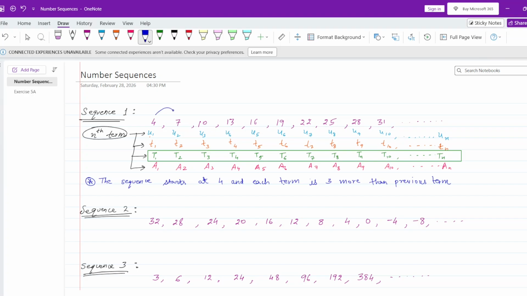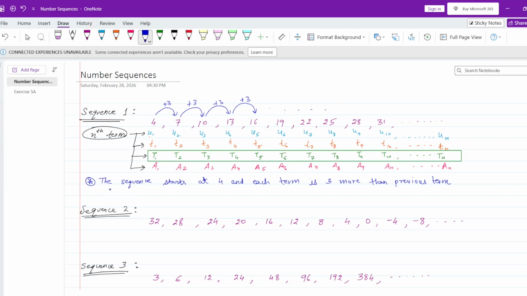Yes, we do. Each number we can get by adding 3 to the previous number. If we add 3 to 7, we get 10. If we add 3 to 10, we get 13. If we add 3 to 13, we get 16, and so on.